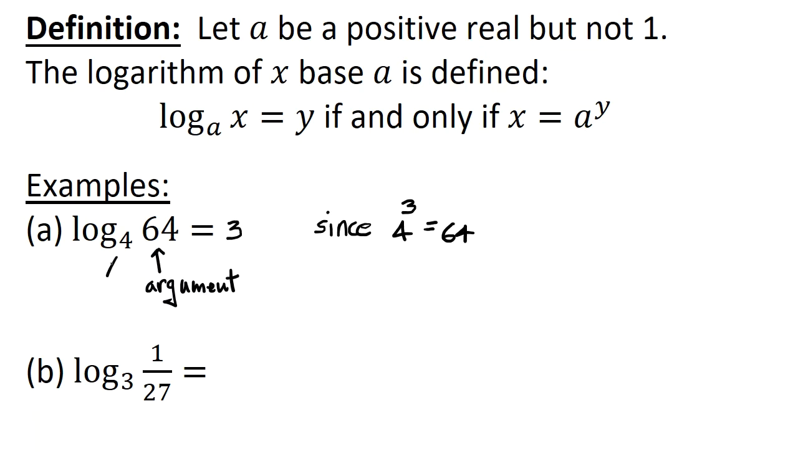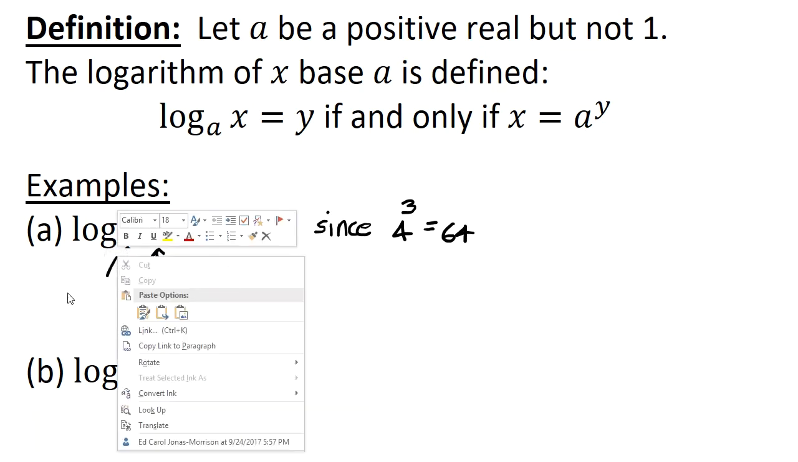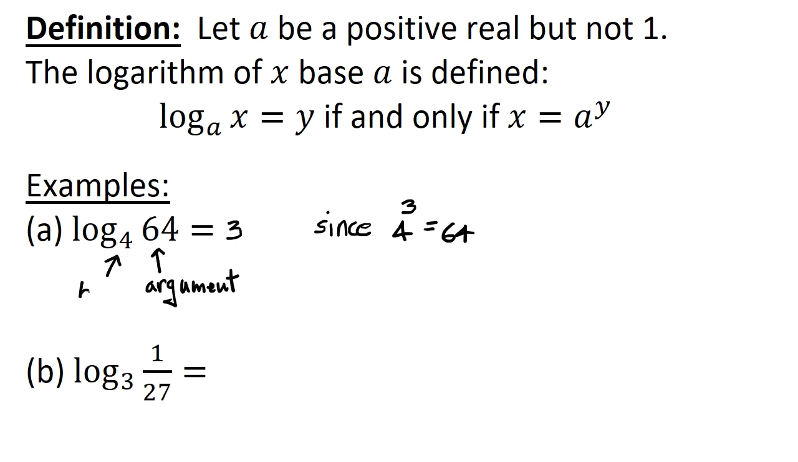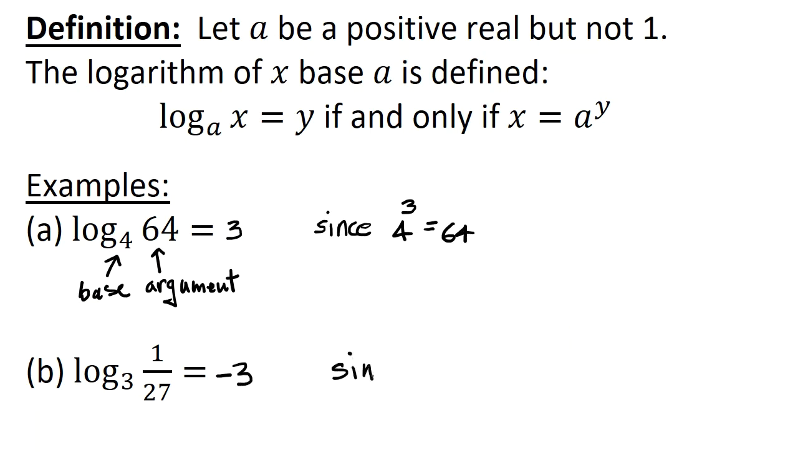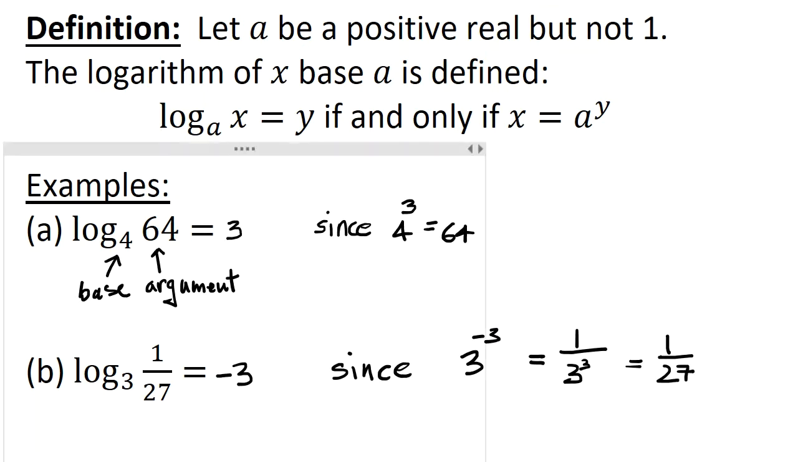And of course, the base here is base 4. A logarithm is an exponent. So in this case, this is going to be minus 3, since 3 to the power minus 3, well, that's going to equal 1 over 3 cubed, or 1 over 27. A logarithm is an exponent.